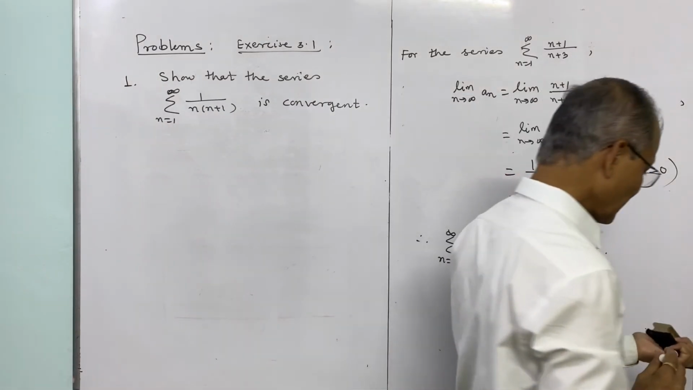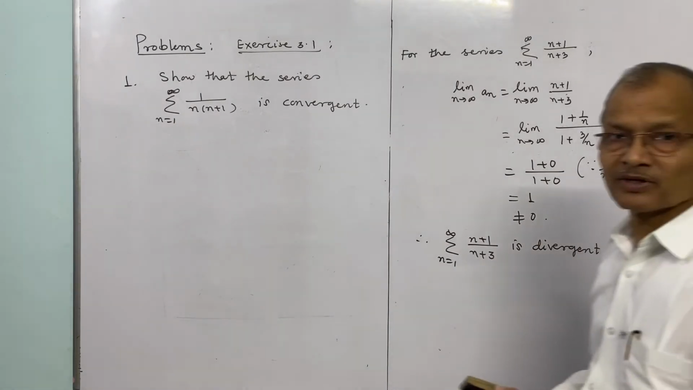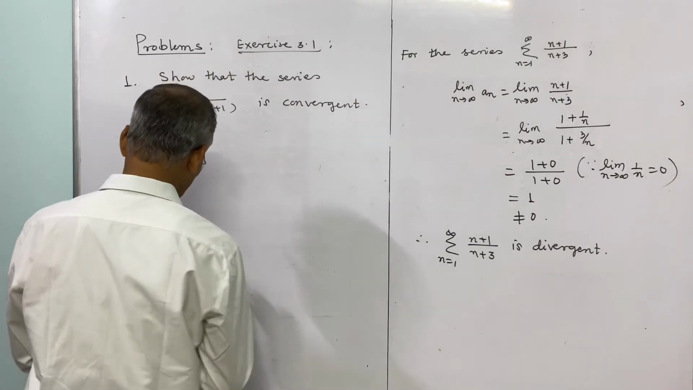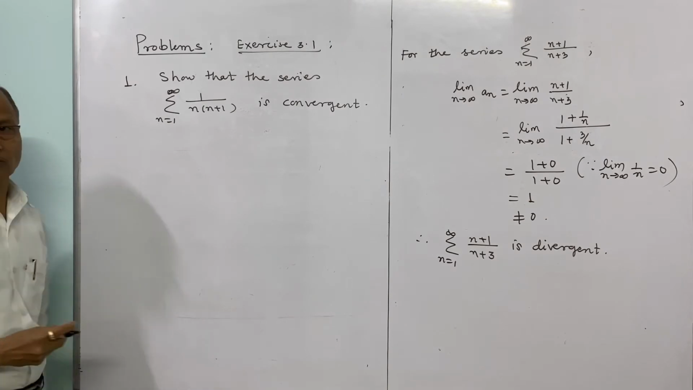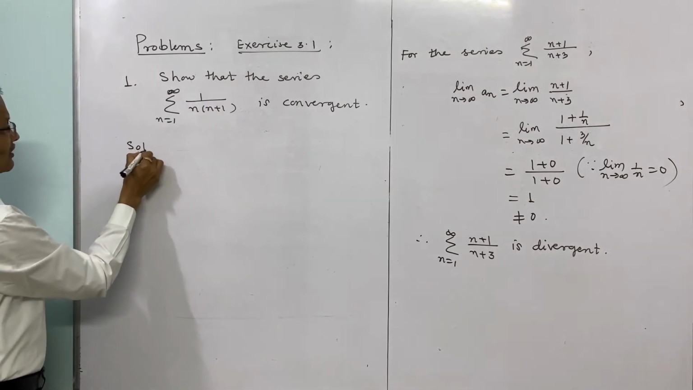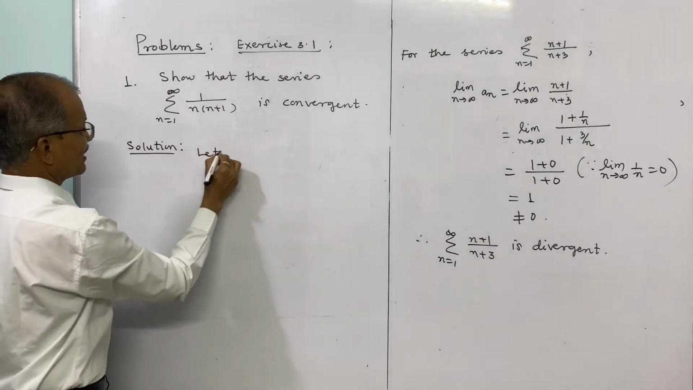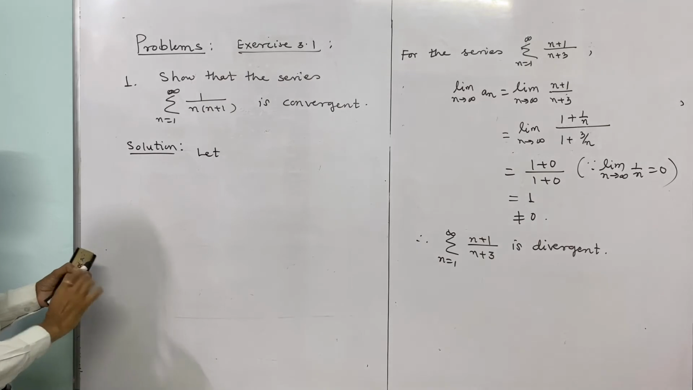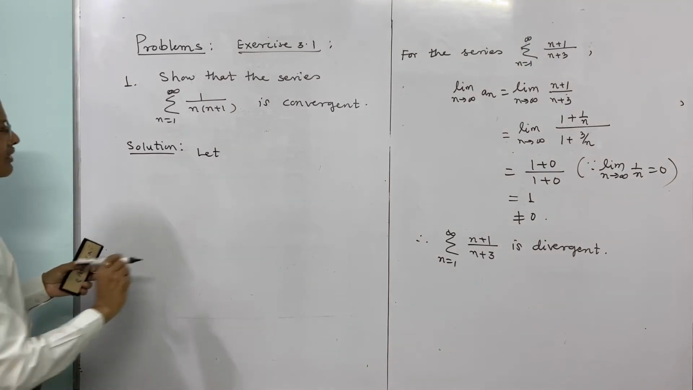Now when we say this series is convergent, by definition, if the sequence of partial sums is convergent, then this series is convergent, and therefore we shall form the sequence of partial sums. Here this is the nth term of the series, so let us write this as an. An is 1 upon n into n plus 1.